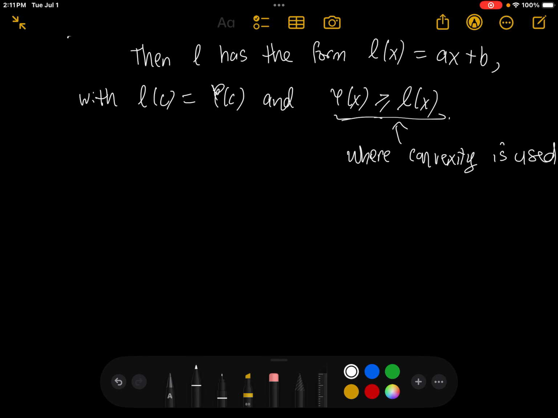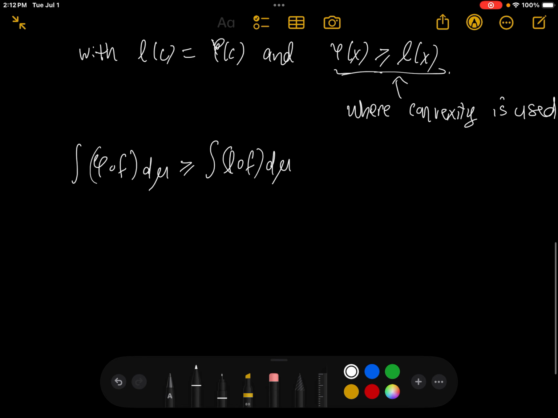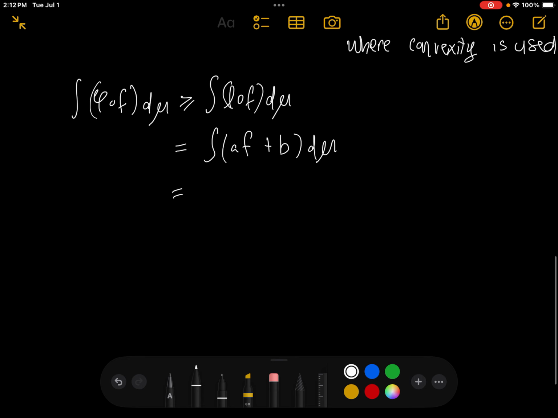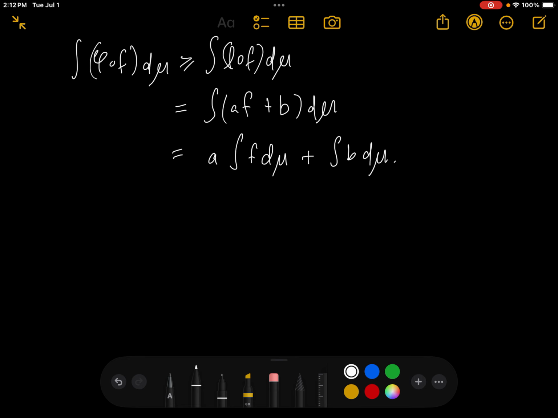And it's just a simple estimate, so we have that the integral of phi of f must be greater than or equal to the integral of L of f, because phi is greater than or equal to L. And what's L of f? That's just AF plus B, right? And now by the linearity of the integral, this is equal to A times the integral of f plus the integral of b.